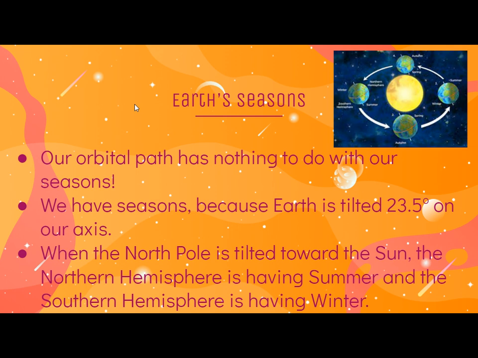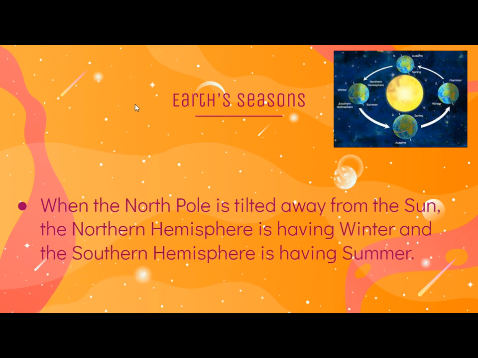Now, as we move around, yes, we're still spinning. But if you notice when we get over here, now look, we're pointed away, but the southern hemisphere is pointed toward her, right? So that means most of their rays are more direct and ours are more indirect. So when the South Pole is pointed toward the sun, or the North Pole is pointed away, they're having summer when they're pointed toward. We are having winter when we're pointed away.